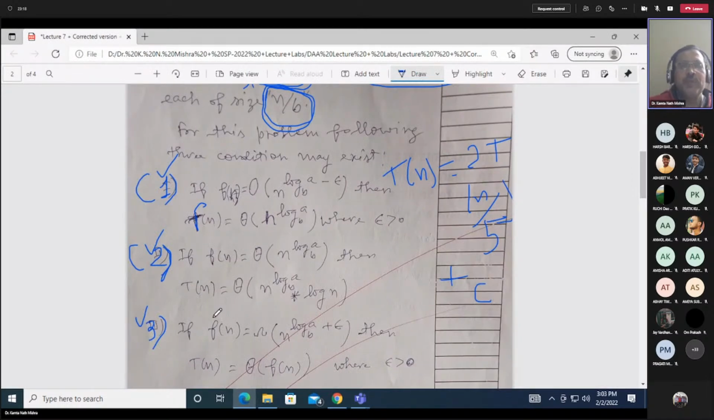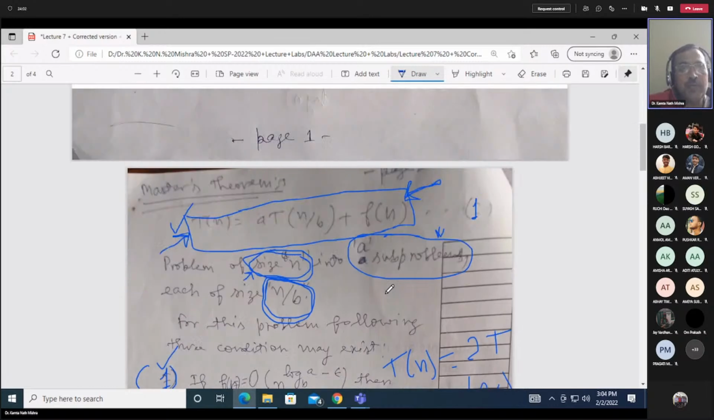Condition 2. If fn is any function equal to theta of n power log a base b, then Tn is equal to theta of n power log a base b into log n. Means if fn equals theta of n power log a base b, then the order of your recurrence Tn will be equal to theta of n power log a base b into log n.